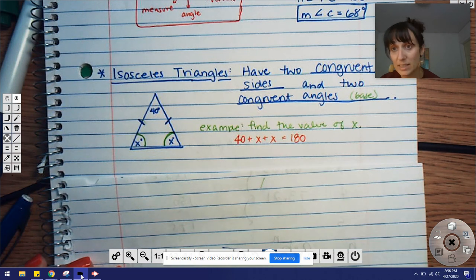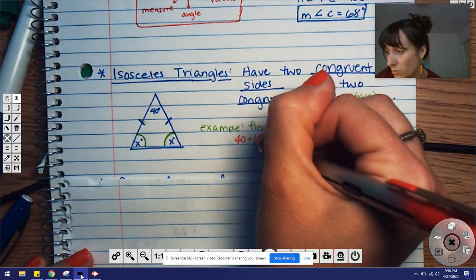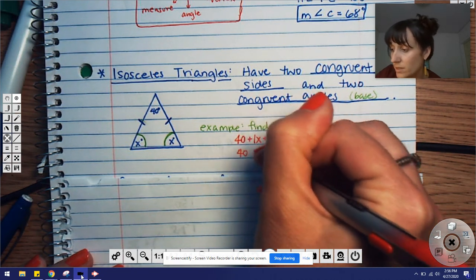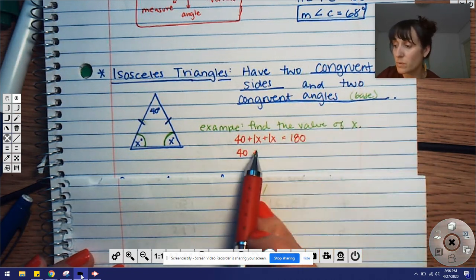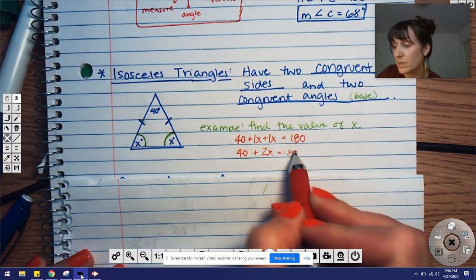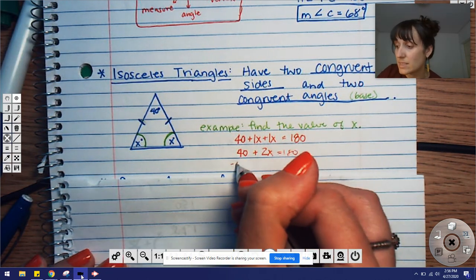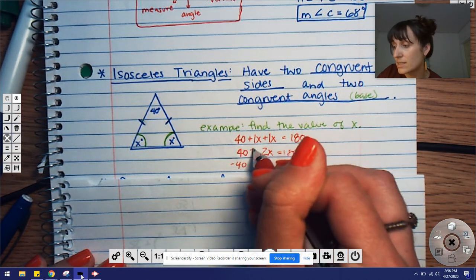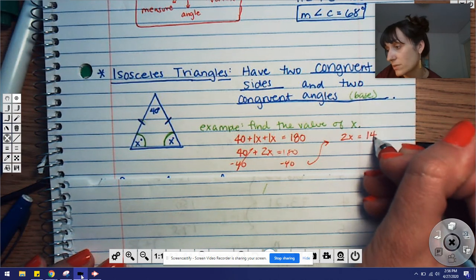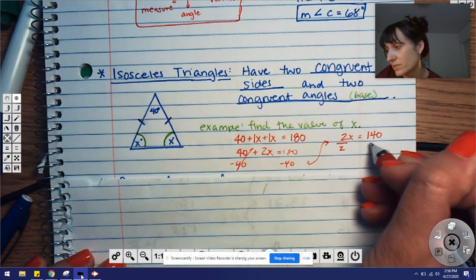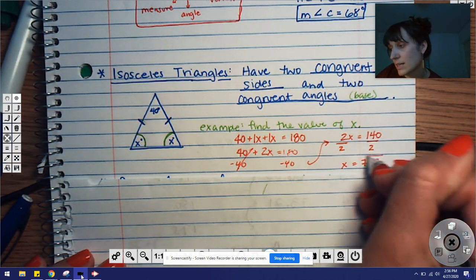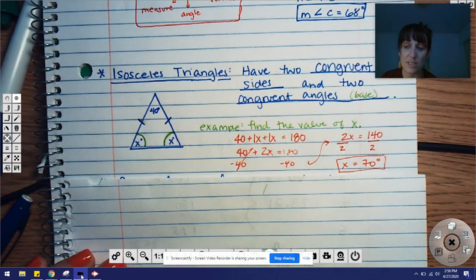I can combine like terms. This is like having 1x and 1x. So 40 plus 1x plus 1x will give me 2x equals 180. I subtract 40 from both sides. I'm left with 2x equals 140. My final step is I divide by 2. I get that x is equal to 70 degrees.